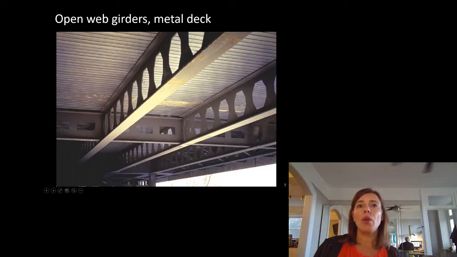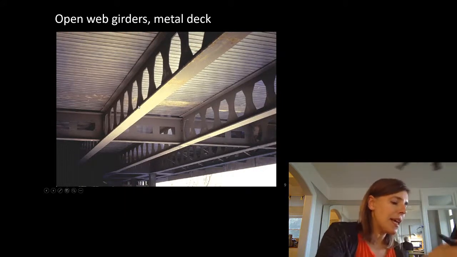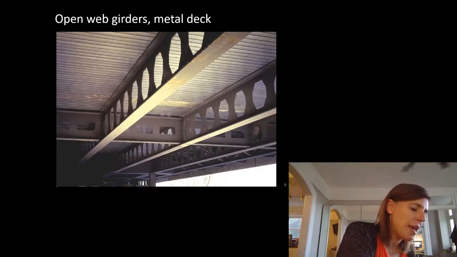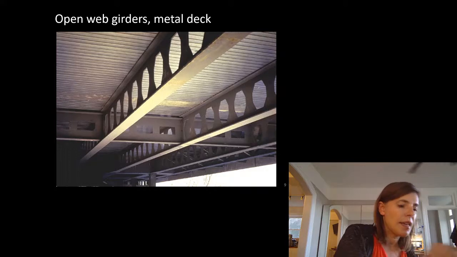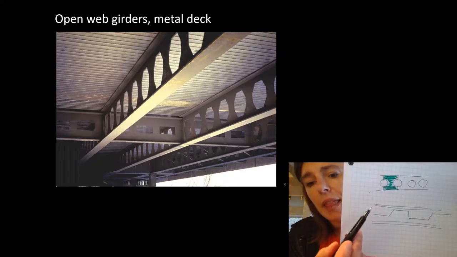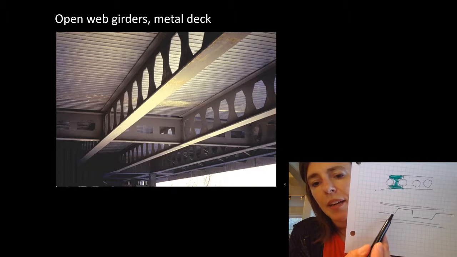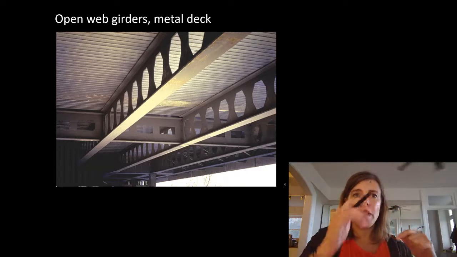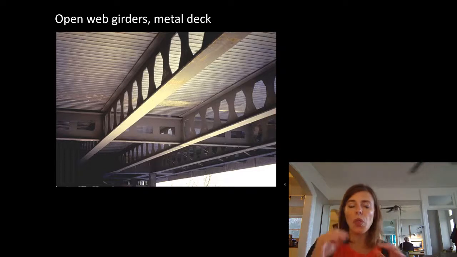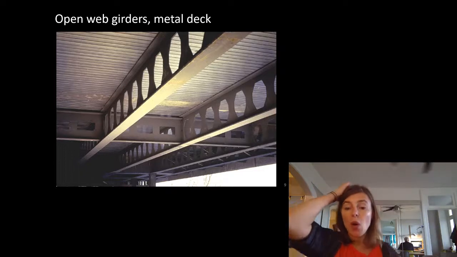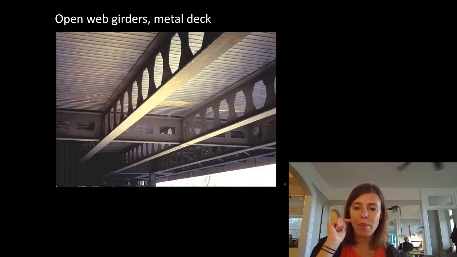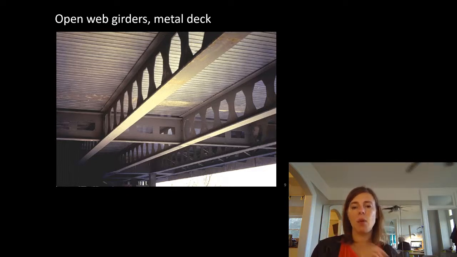This is an open web girder on metal deck system. This is kind of neat because the way they make it is they actually take these beams that look like this and cut them along this line here. And then they shift them and weld them back together. So they're increasing the depth of their beam. We're going to learn next term why depth is so important, how that is the best thing we can give ourselves to make an element, A, stronger, and B, stiffer.